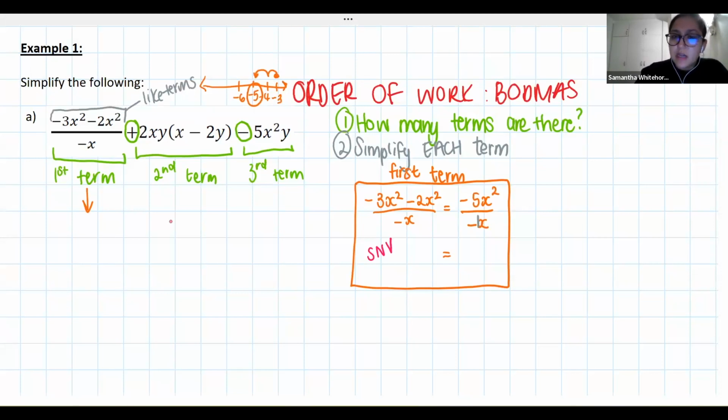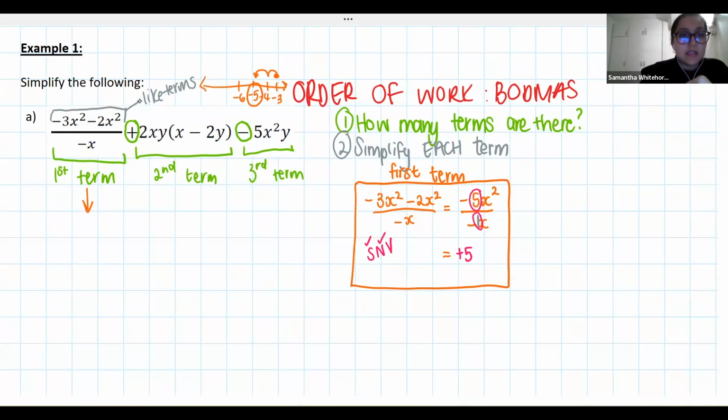If I go to my signs first, a negative divided by a negative is a positive. So I've dealt with my signs. Then I move on to my numbers. So 5 divided by 1 is 5, dealt with my numbers. And now I go to my variables.